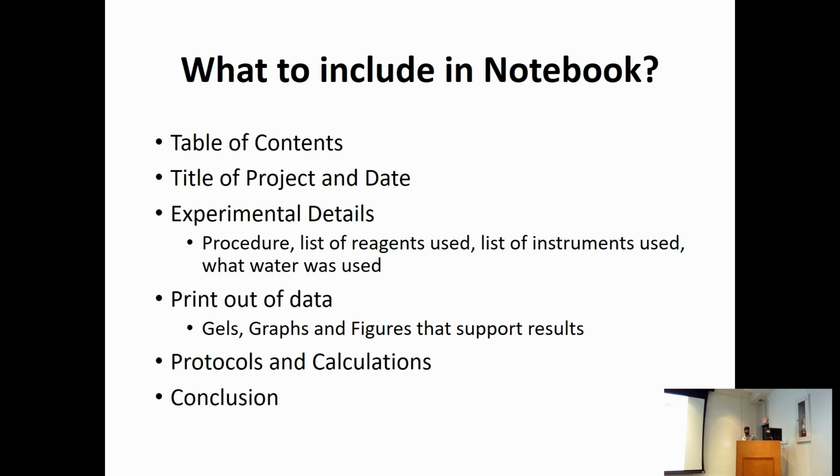Then the next part: whenever I start something in a day, I normally use a new page and I put the type of experiment that I'm going to do. I put the date. Then the next part is the experimental details. The procedure, as I explained, should be clearly written so someone can follow. Then the list of reagents.